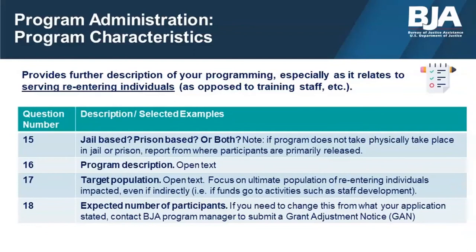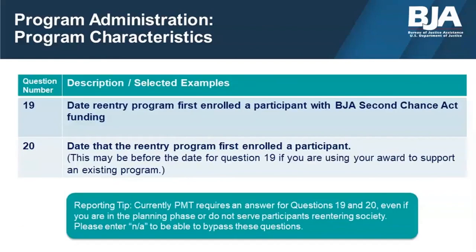Moving on, program characteristics questions get a basic description of your programming, such as your target population and expected number of participants. This section focuses on participants in programs which serve reentering individuals, as opposed to participants for staff training, etc. This slide and the ones that follow have helpful tips based on questions we've encountered from grantees in the past. Though we won't go through all the details on these slides today, please use these slides as a reference when you do your PMT reporting. They have several helpful reporting tips that can save you time.